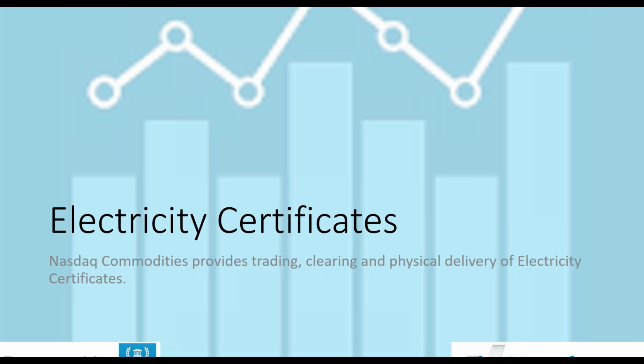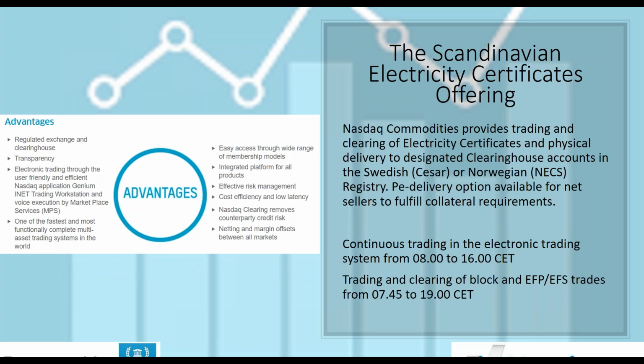Under electricity certificates, NASDAQ Commodities provides trading, clearing, and physical delivery of electricity certificates. Under the Scandinavian electricity certificate offering, NASDAQ Commodities provides trading and clearing of electrical certificates and physical delivery to designated clearinghouse accounts.